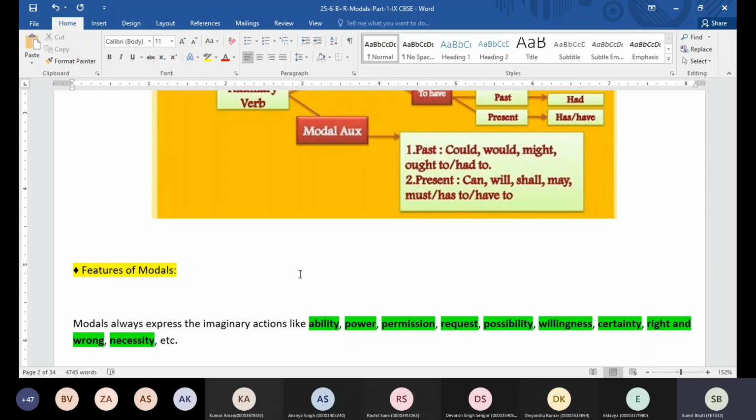So one modal can have different meanings, but primary auxiliary verbs are always going to be associated with time, present time or past time. I hope that is clear, everyone. Any doubts so far? Okay.